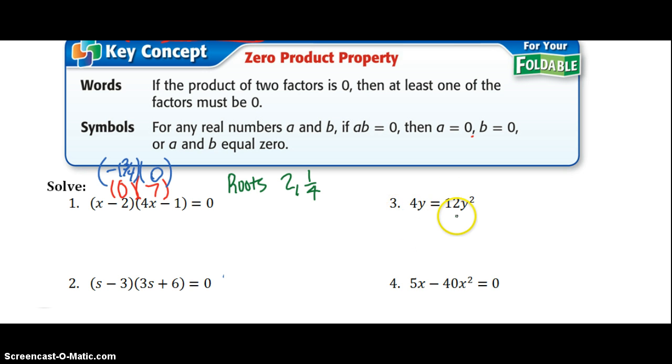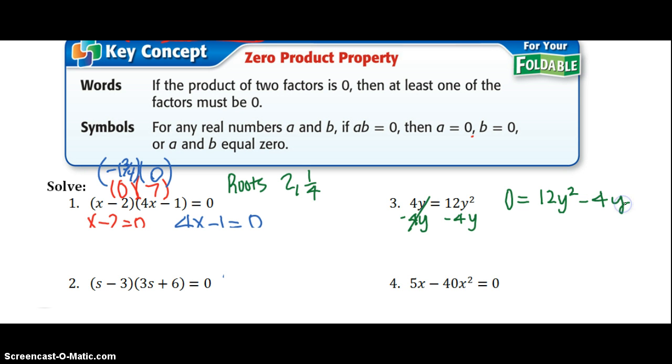I'm going to show you how you'll manipulate number 3. First thing I need to do is subtract 4y from both sides. And I can't subtract 4y from y squared because they're not like terms. So that makes the new problem 0 equals 12y squared minus 4y. Alright, well y could be any number of things, but I want it to be a number that makes 0. And I'll give you a little hint.